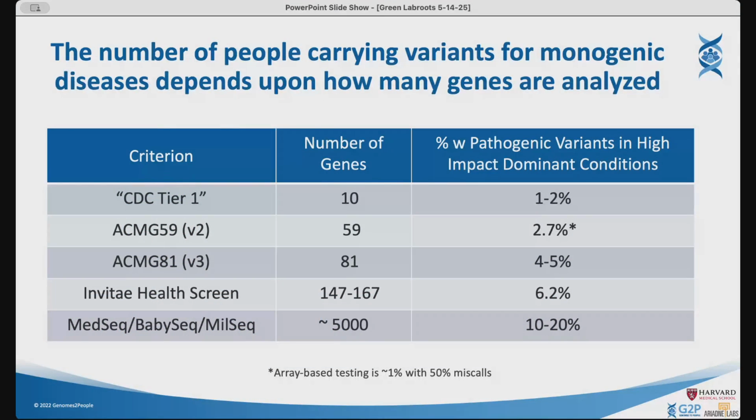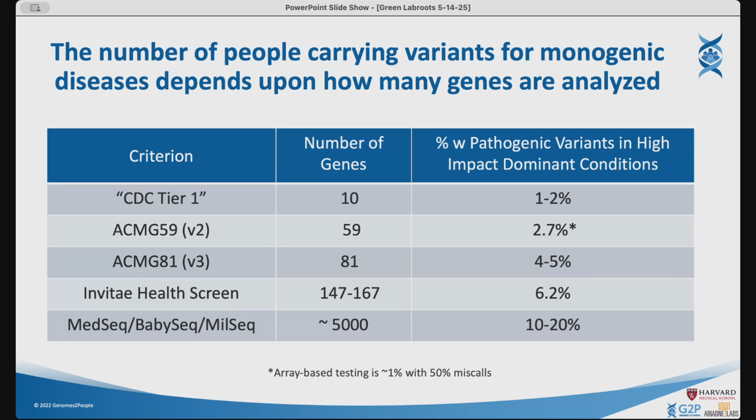So if you're imagining a world in which a population of adults or children are screened, you have to ask yourself, how many genes am I looking for? And as most of you know, even whole genome sequencing may sequence all the genes. But remember, there's 20,000 genes.